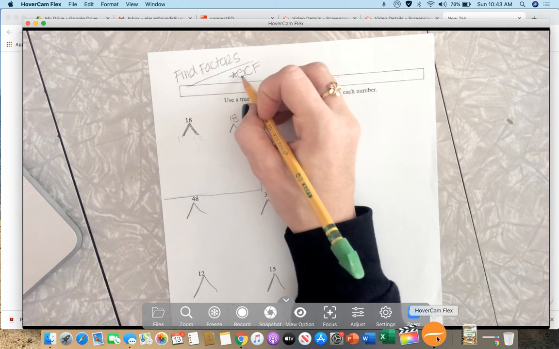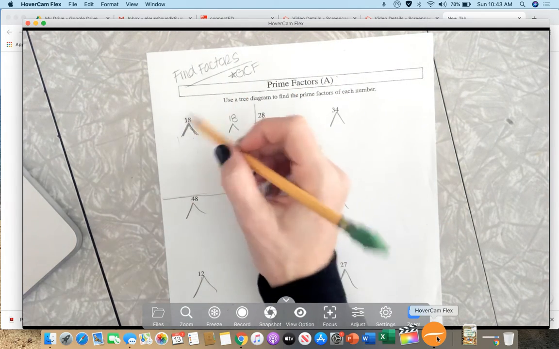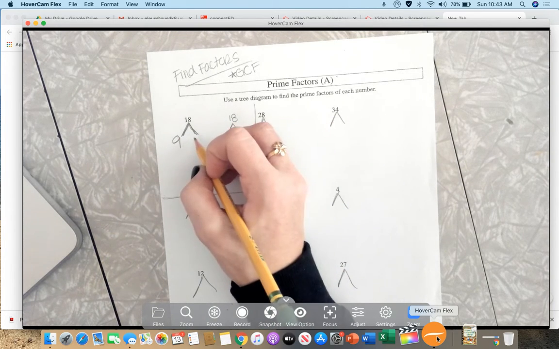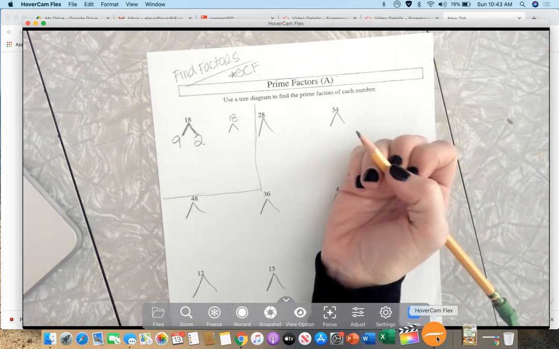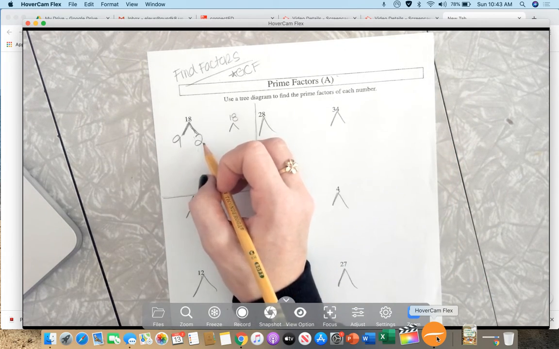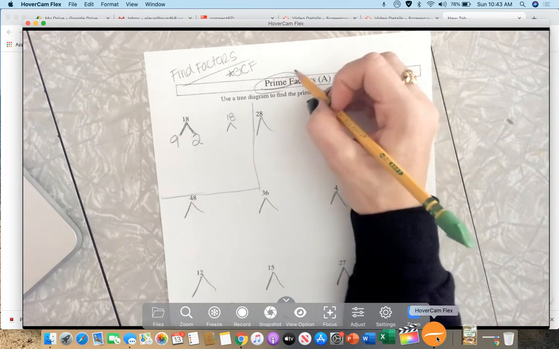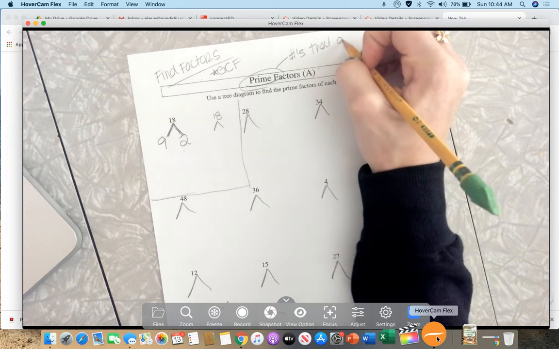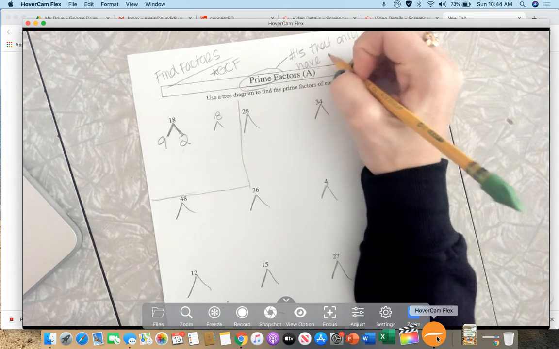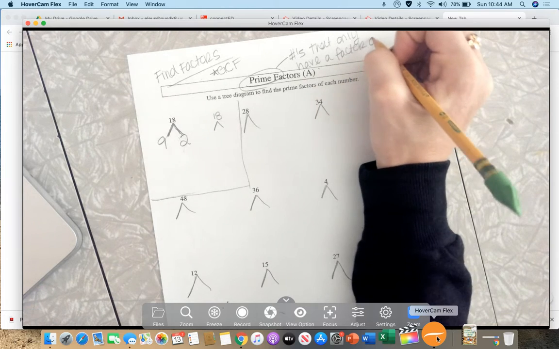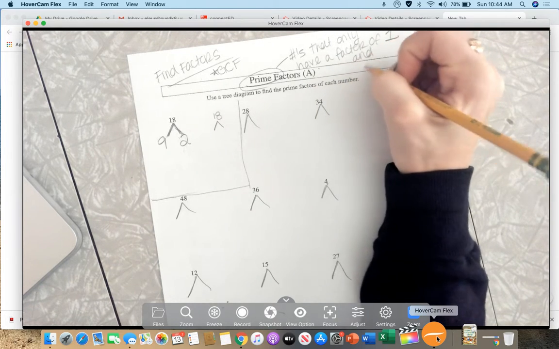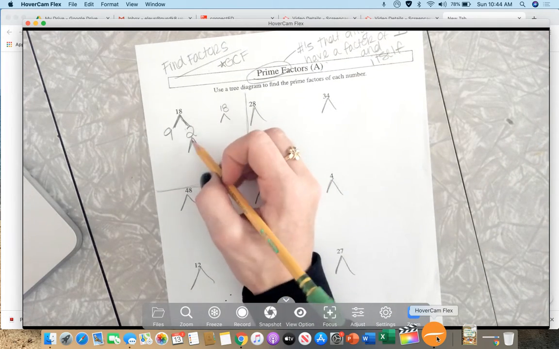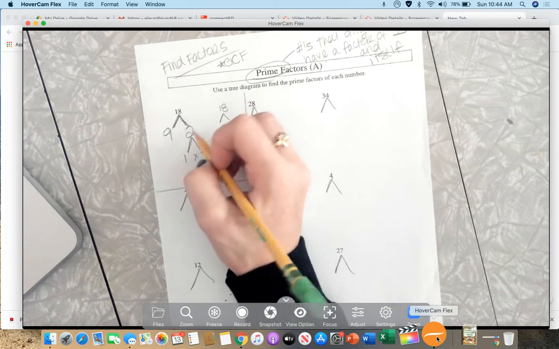So I want you to think of another math fact that gives you 18. Your goal is to do the greatest one, the greatest math fact, because we need to branch it out. So I'm going to go with 9, and I know that 9 times 2 is 18. So now what you do is you need to look for prime numbers. What are prime numbers? Prime numbers are numbers that only have a factor of 1 and itself. So 2 is a prime number because the only numbers that multiply and give me 2 are 1 and itself.